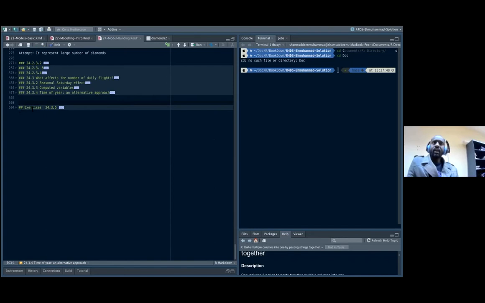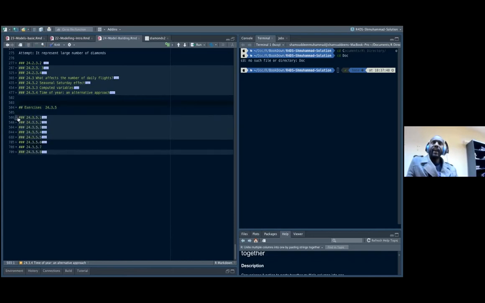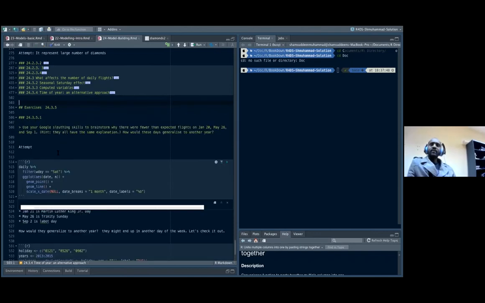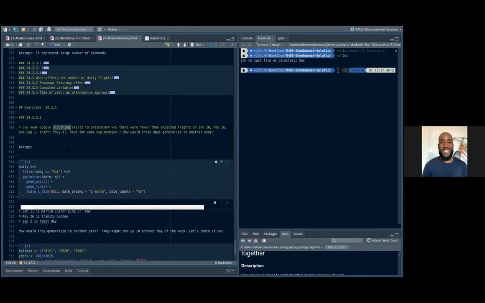Exercise 104.3.5. Here we have so many exercises, so let's see the first one. The first one says use Google sleuthing. How can we say this? I think Hava and Ruth can help with that.